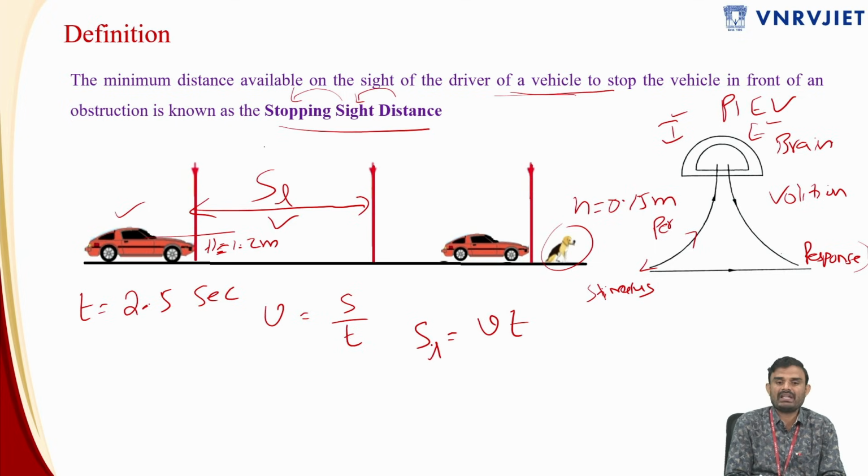I will represent it as S suffix l, which is nothing but v into t, where v is the design speed of the vehicle at which it is traveling, and t is the reaction time of the driver. So this is regarding the lag distance.